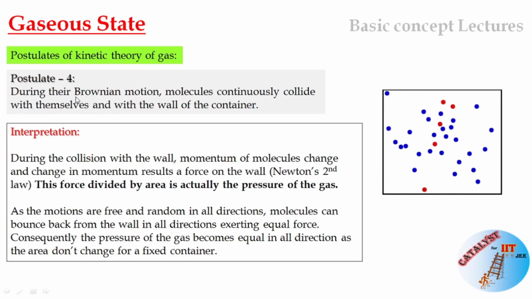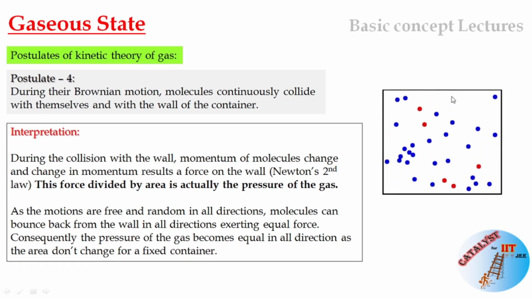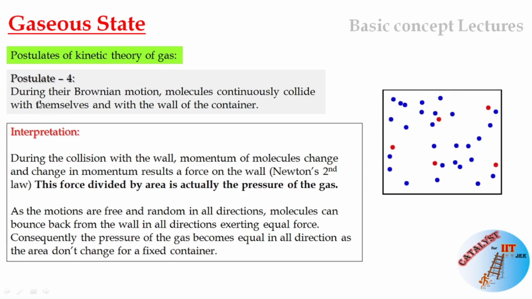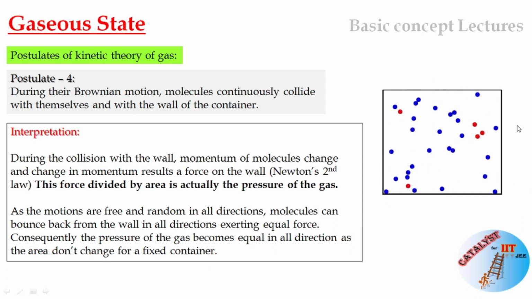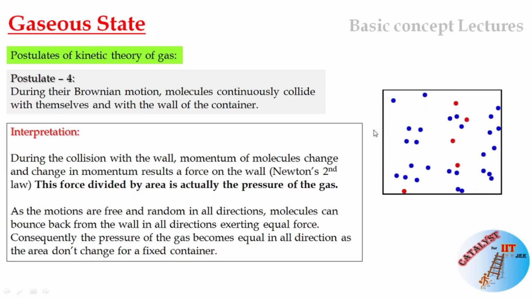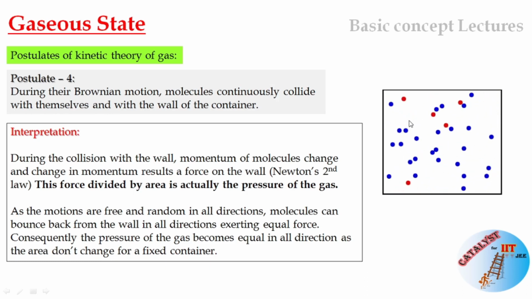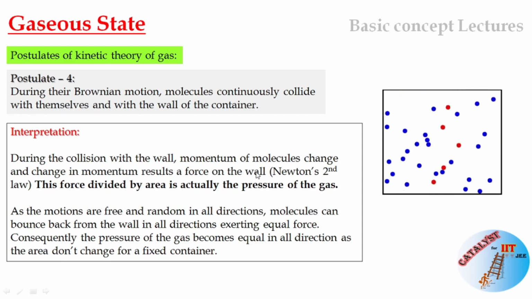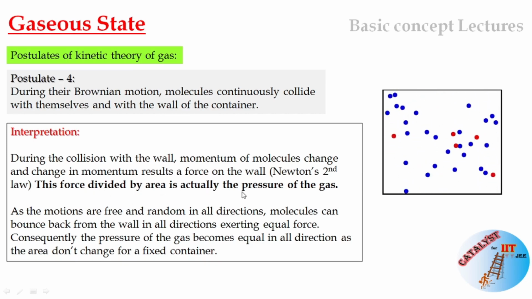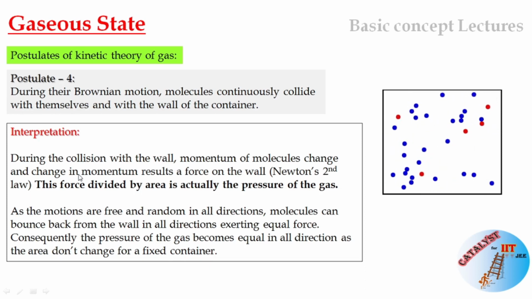Now let us come to the fourth postulate of kinetic theory. According to the third postulate, the molecules in a gas undergo a random and free Brownian motion. During this Brownian motion, if any two molecules come to a particular position, then they collide. So during the Brownian motion, molecules continuously collide with themselves. Also they can collide with the wall of the container. Now during the collision with the wall, when the molecules get bounced back from the wall, a change in momentum happens, and according to Newton's second law, the change in momentum results in a force on the wall. This force divided by the area is actually the pressure of the gas. So the pressure of the gas is due to the force exerted by the molecules on the wall during the collision.